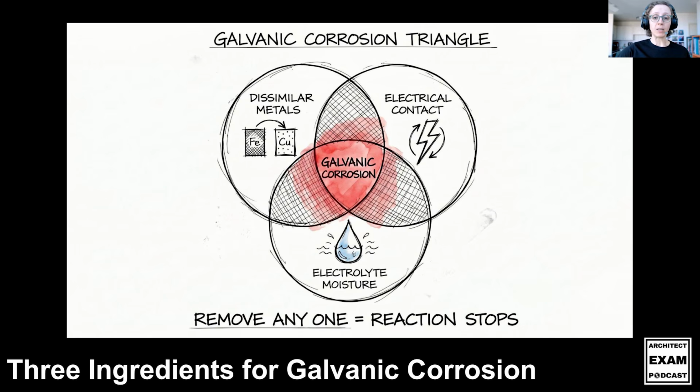And for an exam perspective, if a question describes a situation where all three ingredients are present, you should immediately be thinking corrosion. If the question removes one ingredient, like putting a barrier between the metals, that's the fix.